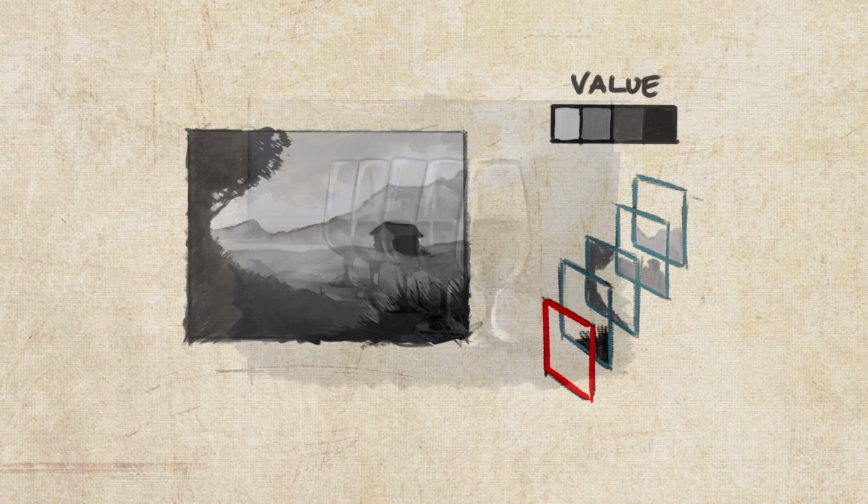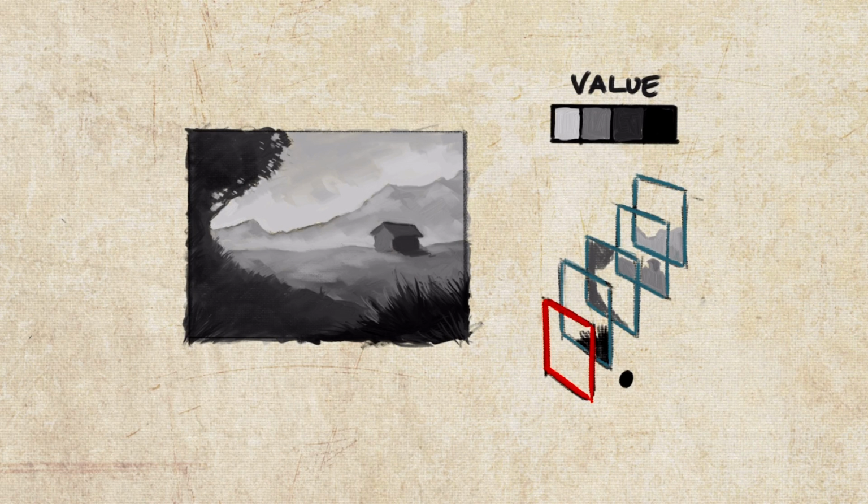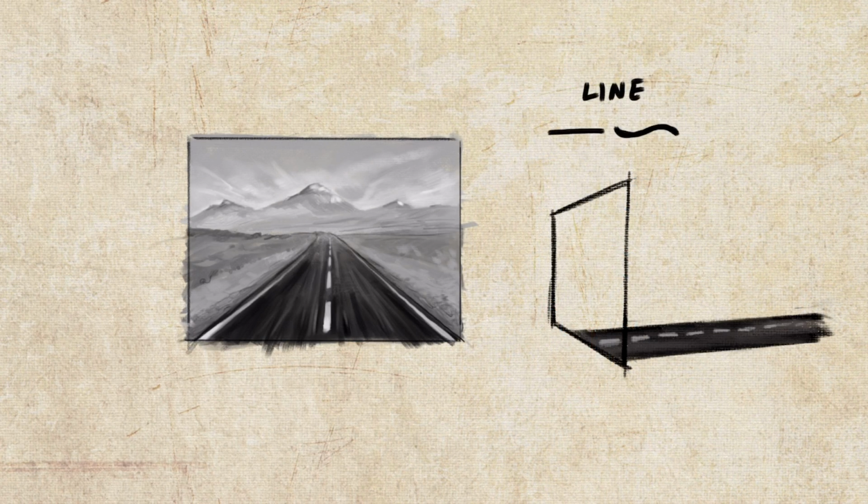Tool number one is value, which is the clearest and most obvious way to establish this. As things recede into the background of our composition, we're going to see the values and the value ranges start to shift accordingly. Tool number two is line.